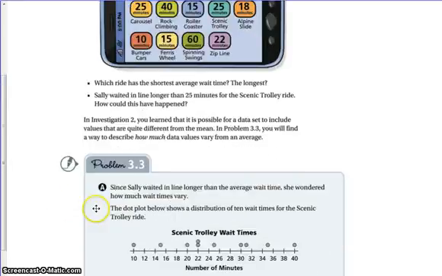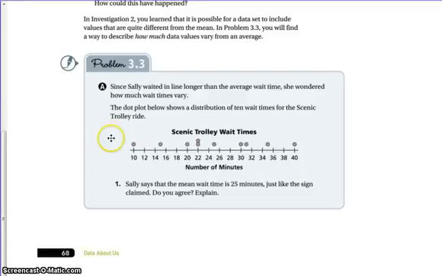So we are going to take a look at question A today. Question A says, since Sally waited in line longer than the average wait time, she wondered how much wait times actually vary. The dot plot below shows the distribution of 10 wait times for the scenic trolley ride. Notice how one person only had to wait 10 minutes, while one person waited 40 minutes. So there is a range of 30 minutes between the shortest and the longest wait. Now, since Sally says that the mean is 25 minutes, we have to figure out if she is correct.